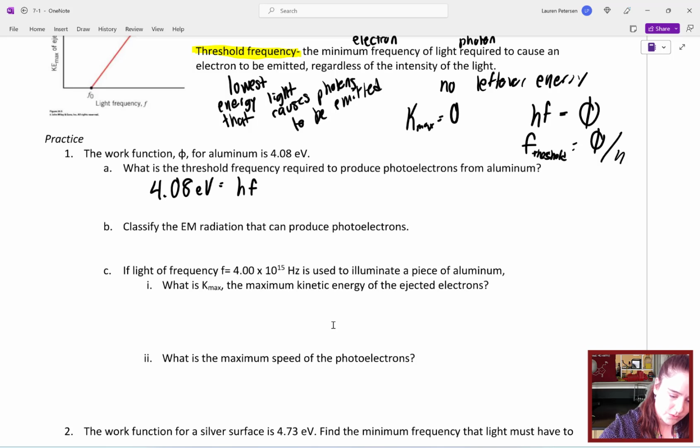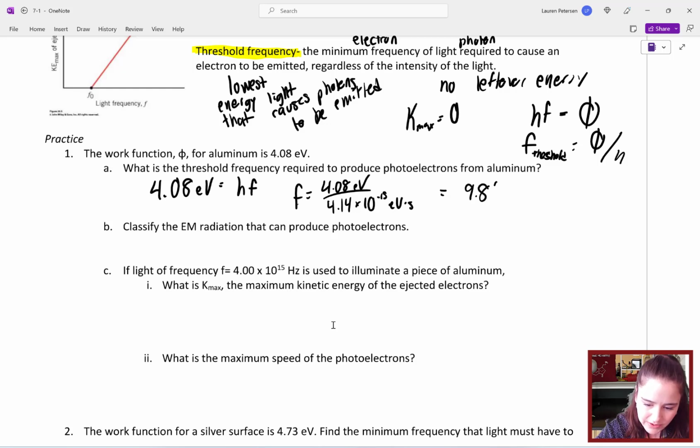So for h, we can plug in Planck's constant in electron volts, 4.14 times 10 to the negative 15. So we got 4.08 electron volts divided by 4.14 times 10 to the negative 15 electron volt seconds, which gives us 9.86 times 10 to the positive 14 hertz.